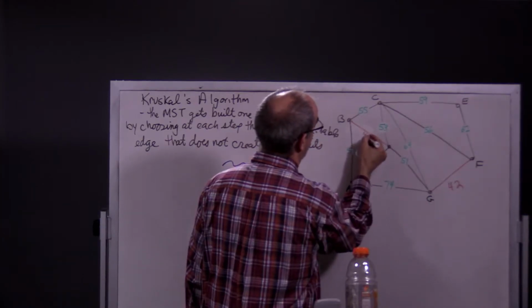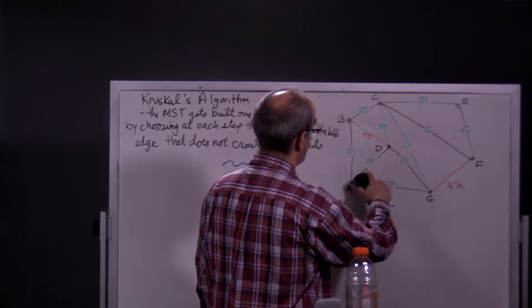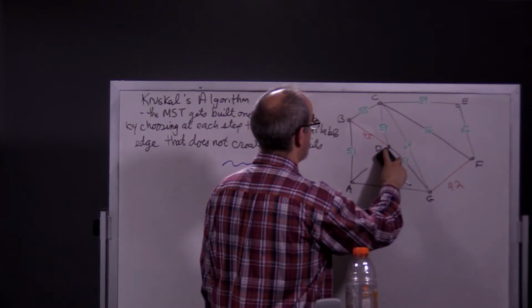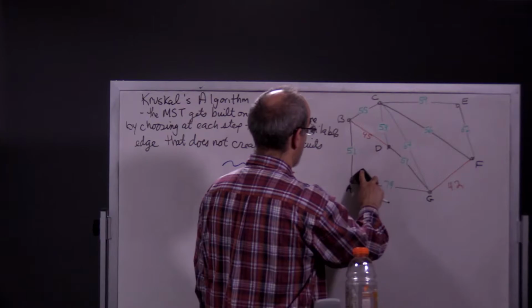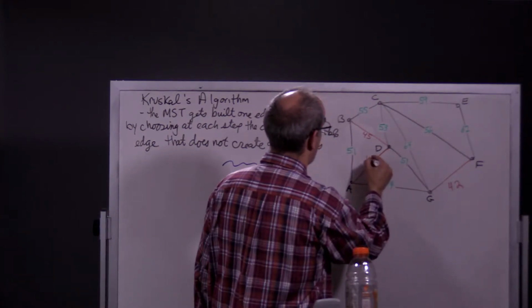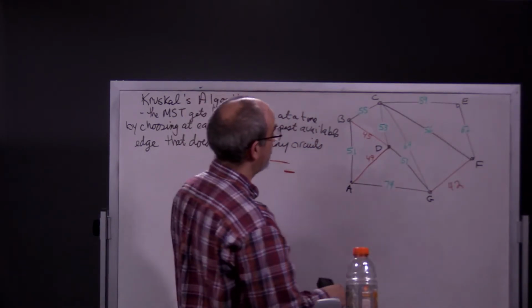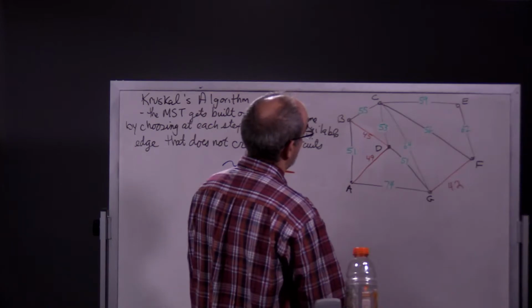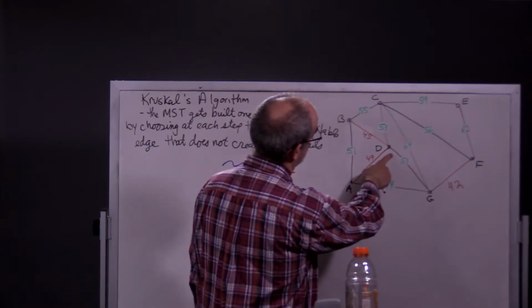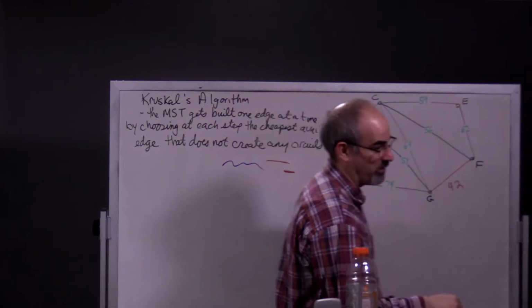We haven't made a circuit yet, so that's good. You can choose this one too. That won't make a circuit. That was 49. Notice that it looks like there's a couple 51s. You can choose this 51, but you can't choose this 51. They probably did that for a reason.